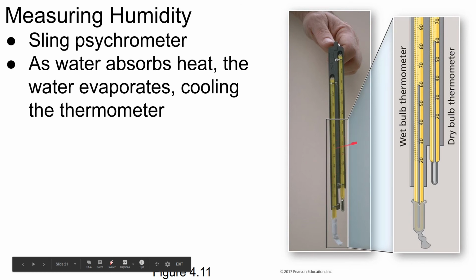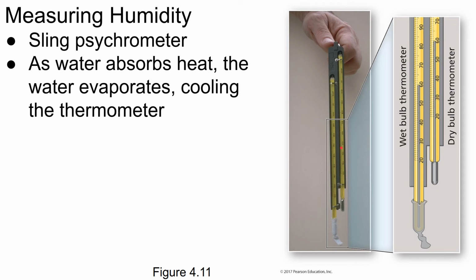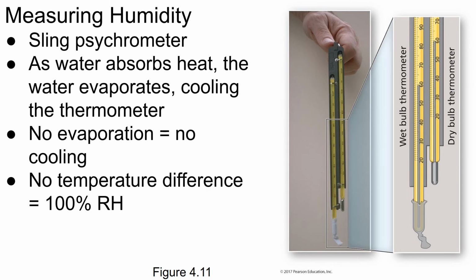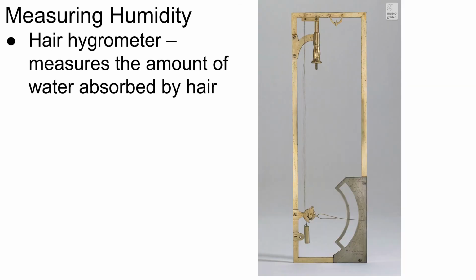So the closer together the temperatures are, the higher the humidity is. The farther apart the temperatures are, the lower the humidity is. No evaporation, no cooling, no temperature difference, the relative humidity is 100%. There's a big difference, low relative humidity.